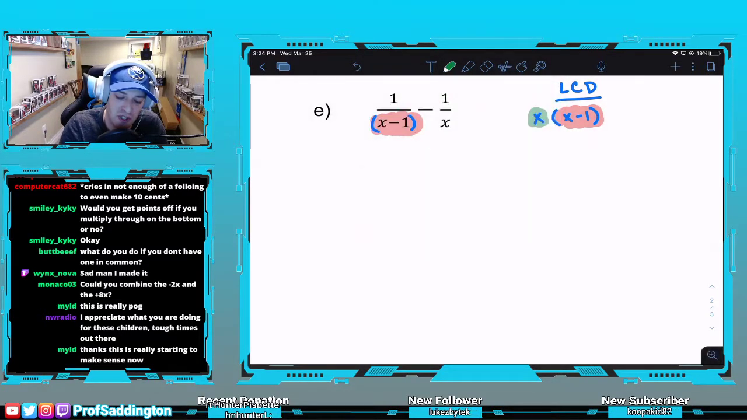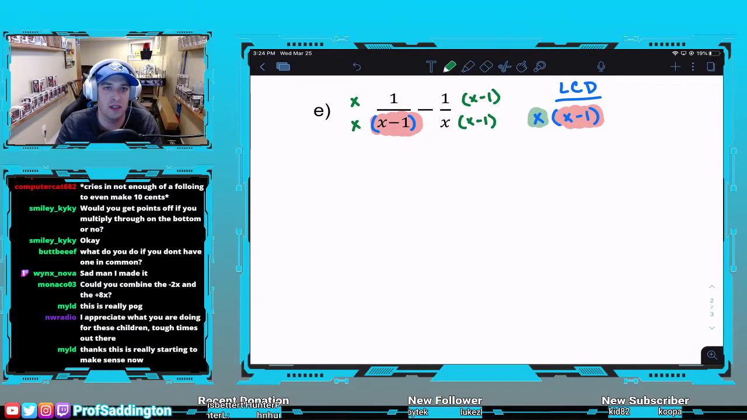And then the next step is still exactly the same. I have to make sure that I get that same denominator. So the first fraction is missing an x. So whatever I do to the bottom, I got to do to the top. The second fraction is missing the x minus 1. So whatever I do to the bottom, I do to the top. And then I'm just distributing through just like I did in the previous two problems with you guys.